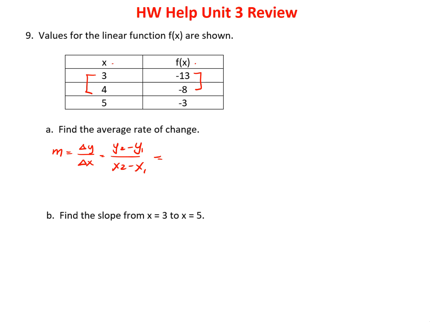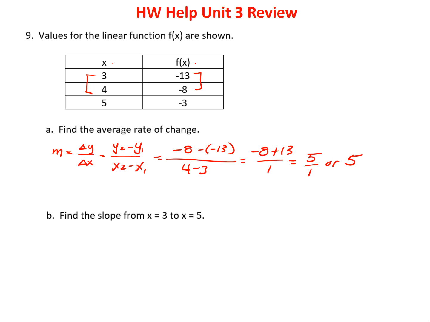So when we get up here, we're going to have negative 8 minus 13. Be careful here. Negative 8 subtract minus 13. We're looking for what does it change going from the first one to the second one? And over here we have 4 minus 3. So negative 8 minus 13 is negative 8 plus 13 over 4 minus 3 is 1. So 13 minus 8 is going to be simply 5. 5 over 1, or 5. So that's our rate of change.